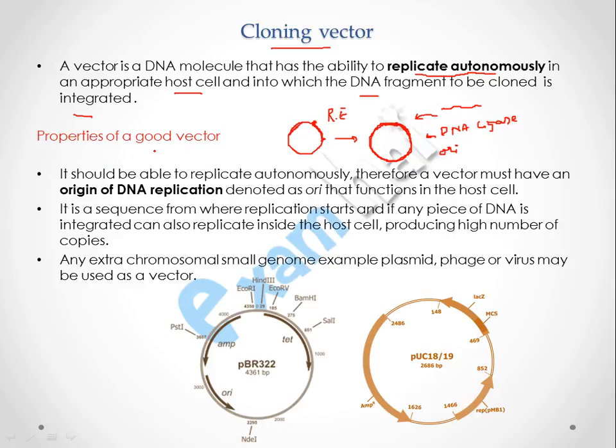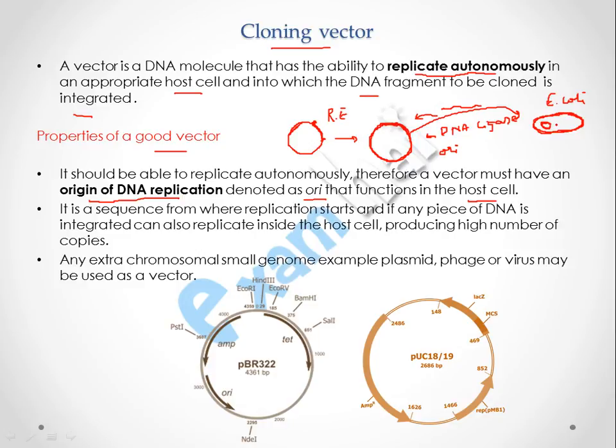Now what are the properties of a good vector? It should be able to replicate autonomously, and therefore the vector must have an origin of DNA replication, which is denoted as ORI, and it should function inside the host cell. So this is a vector, and it is then inserted into a host cell. The most common host cell used experimentally is E. coli, Escherichia coli, into which this vector is inserted with the cloned DNA.